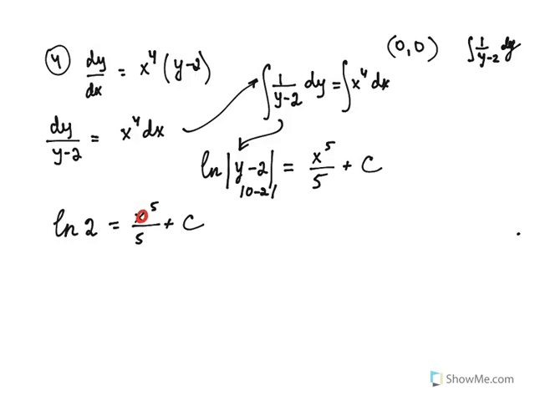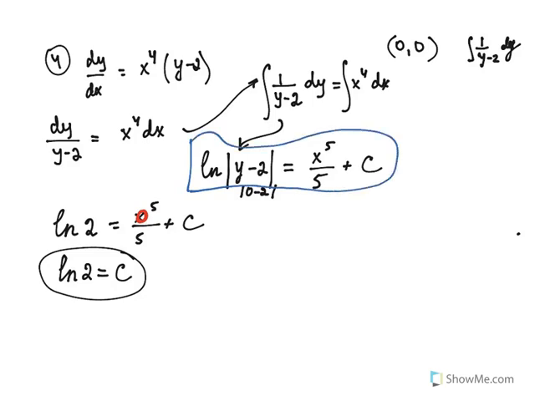So then what do we get? We get ln of 2 equals c, and that's the value of c. Now I'm looking at this equation. That's what I got, right? That was my last step before I found the c. So then we get ln of |y minus 2| equals x to the 5th over 5 plus ln of 2.